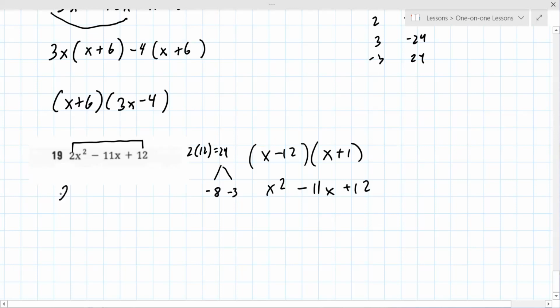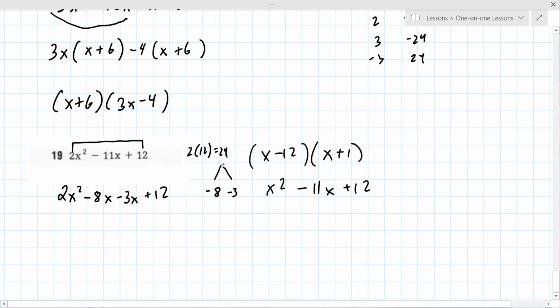So I'm going to do it this way. 2x squared minus 8x minus 3x plus 12. Did you have this line written down? No, I used 1 and negative 12, to get to the 24?